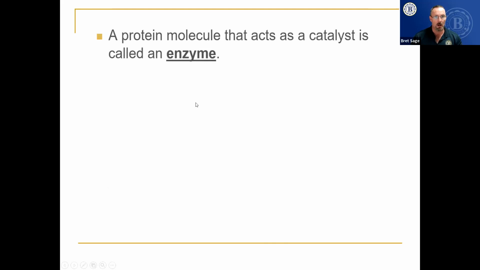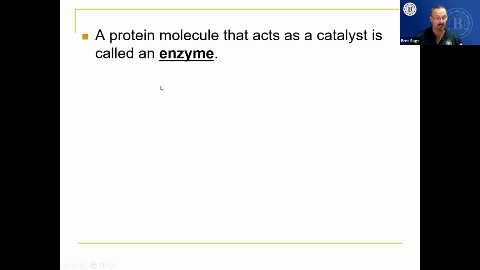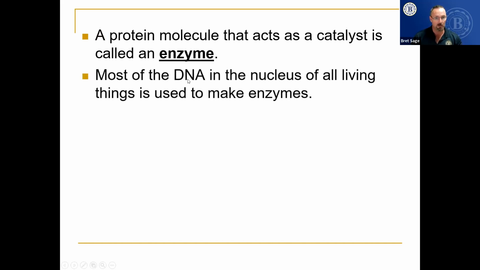Okay, a protein molecule that acts as a catalyst is called an enzyme. So all enzymes are made out of protein. What it does is it causes a chemical reaction to happen at a lower temperature and doesn't get changed itself. That is the nature of a catalyst. Most of the DNA in the nucleus of all living things is used to make enzymes. So that's why we have so much DNA, because we need lots of different enzymes to do lots of chemical reactions in our body.